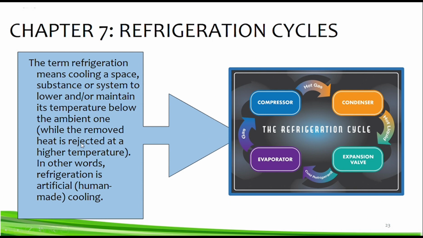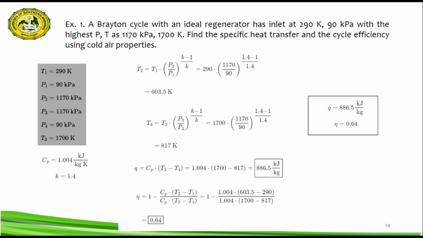So we have here the refrigeration cycle. It first comes with a compressor, from the compressor the hot gas goes to the condenser. The condenser passes the hot liquid to the expansion valve, and from the expansion valve the cold refrigerant passes to the evaporator, and the evaporator passes gas to the compressor, and the cycle goes on. So for better understanding, let's solve some problems regarding this.